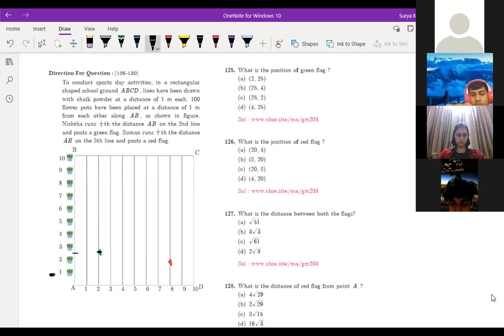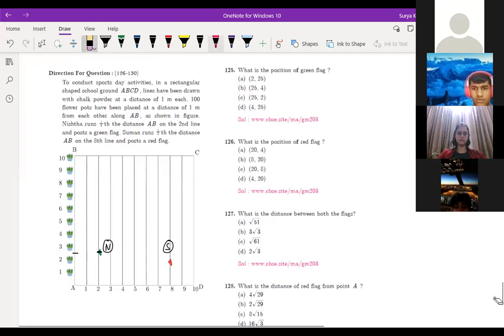So Suman runs. This is your Nishita, and this is Suman. This same question is in NCERT. Suman runs 1/5 the distance AB on the 8th line. 1/4 is nothing but 2 only. This is your 2.5, and this is where 2. The second part is 2.